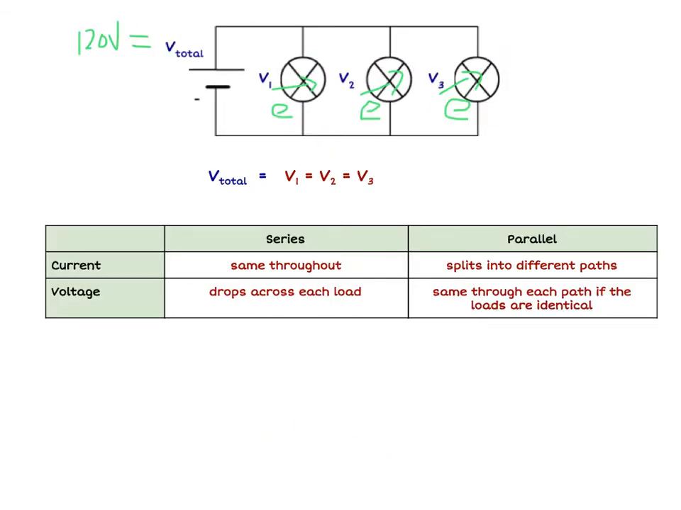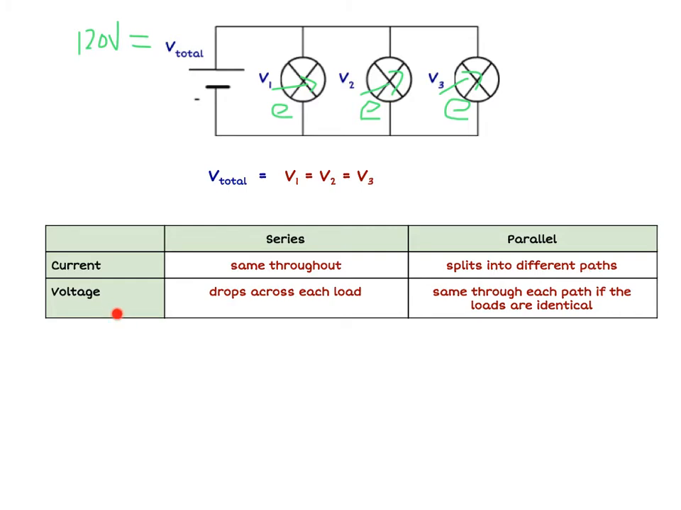So let's review these ideas. So I want to contrast what happens with current versus with voltage in series circuits versus parallel circuits. So if we're talking about current, we're really talking about the flow of electrons. And so in a series circuit, the electrons have only one pathway to flow through, and so the current will be the same throughout. As opposed to in a parallel circuit, where that current gets split into different pathways. Right? Well, I think that's easier to understand than the voltage.